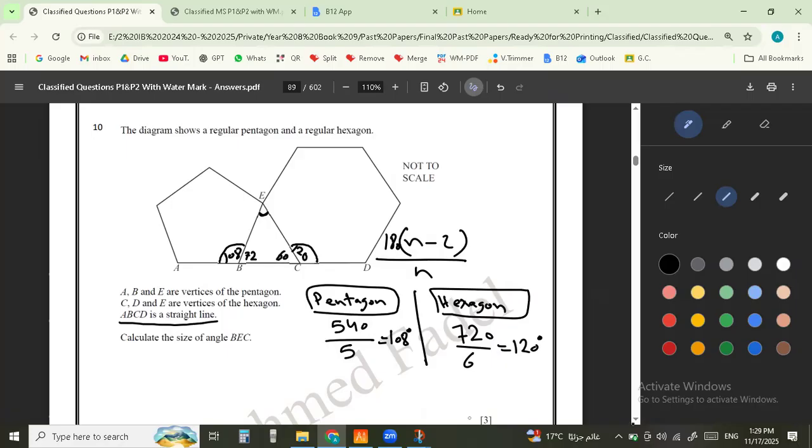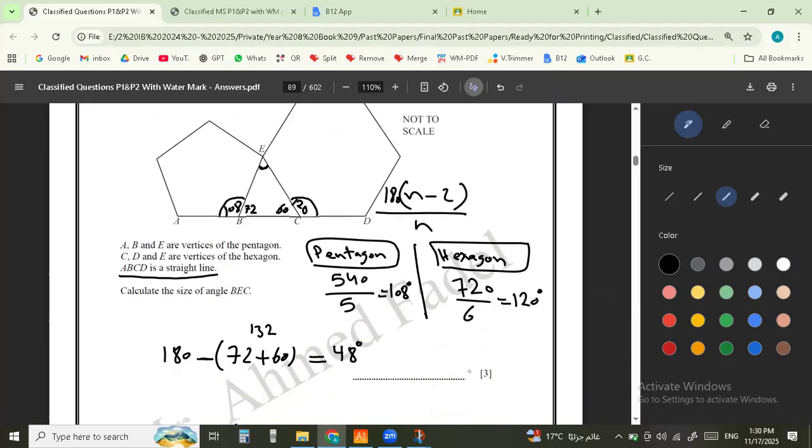Now I can find angle E. 180 minus 72 and 60 together will give you angle E. This is going to be 132 degrees, so it's going to be exactly 48 degrees. So angle E is 48 degrees.